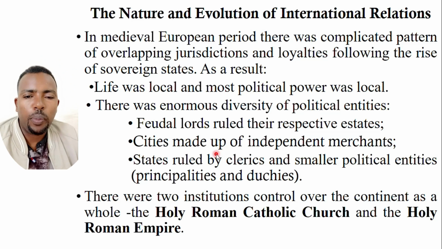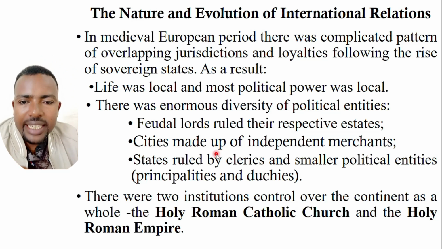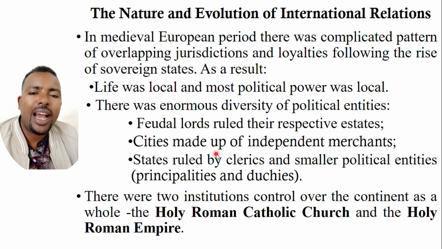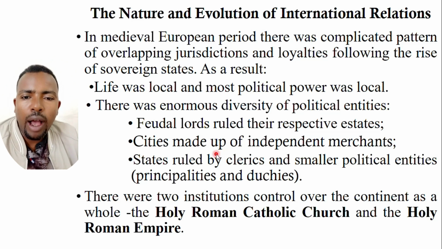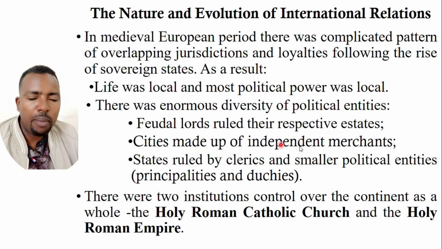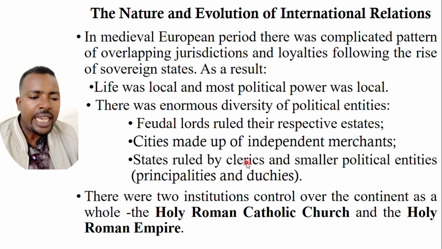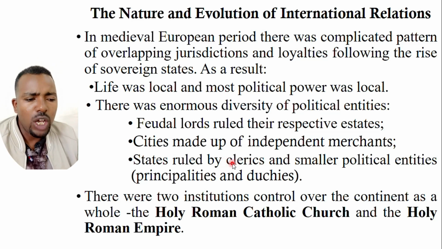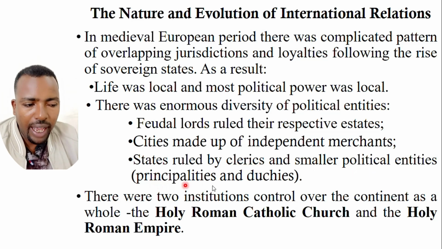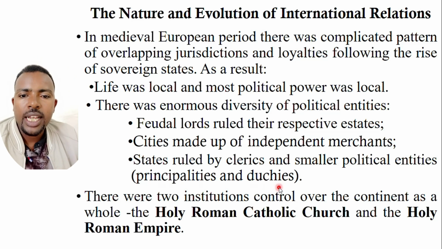Cities were also made up of independent merchants who governed them, because during the time the criteria for administration or rulership was having resources, having wealth. Cities were made up of independent merchants who had the power to control the entire city. States were also ruled by clerics and smaller political entities, principalities and duchies, who had a significant amount of control over the political status of the time.